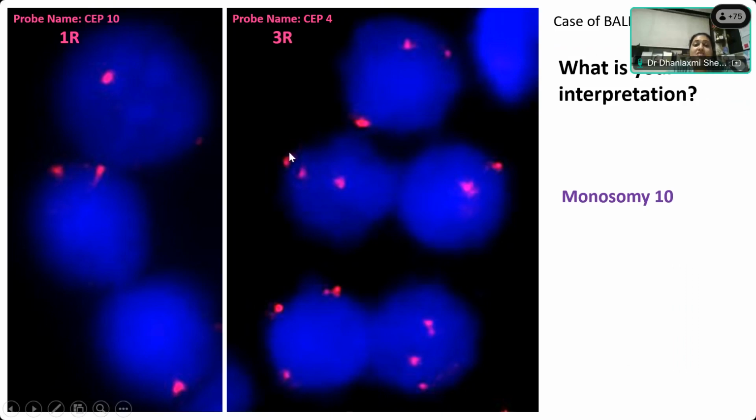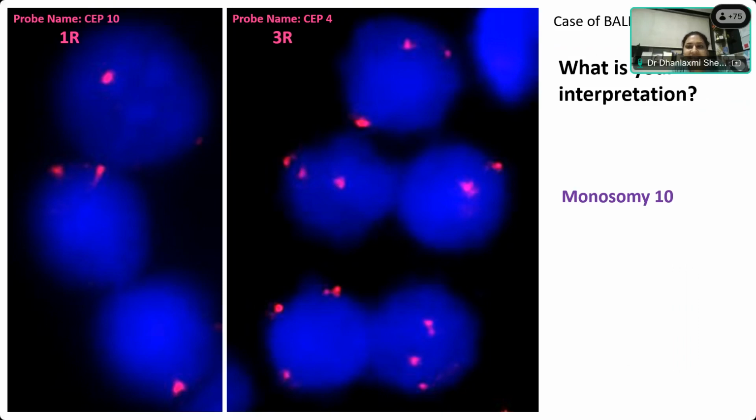Here you can see three signal patterns. Now, which probe is being used here? This is a centromeric probe for chromosome 4. And you can see three red signals here, right? In a few cells, of course, there are two. You need to understand these are clonal abnormalities when you're talking about a bone marrow disease. So here, when you see three red signal patterns, what would be the interpretation? I would request the audience to interpret.